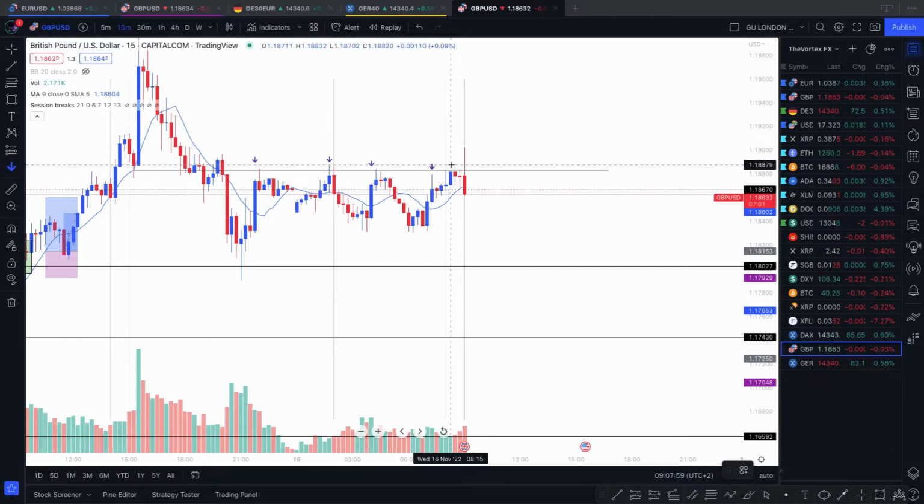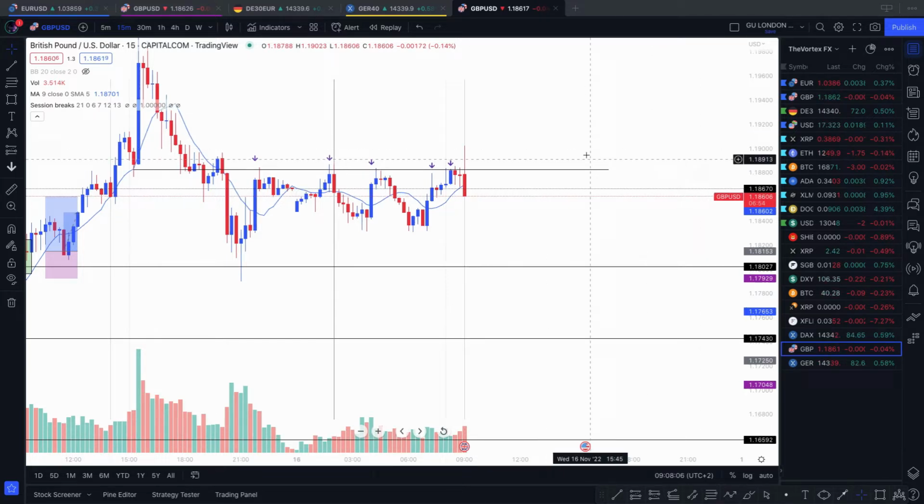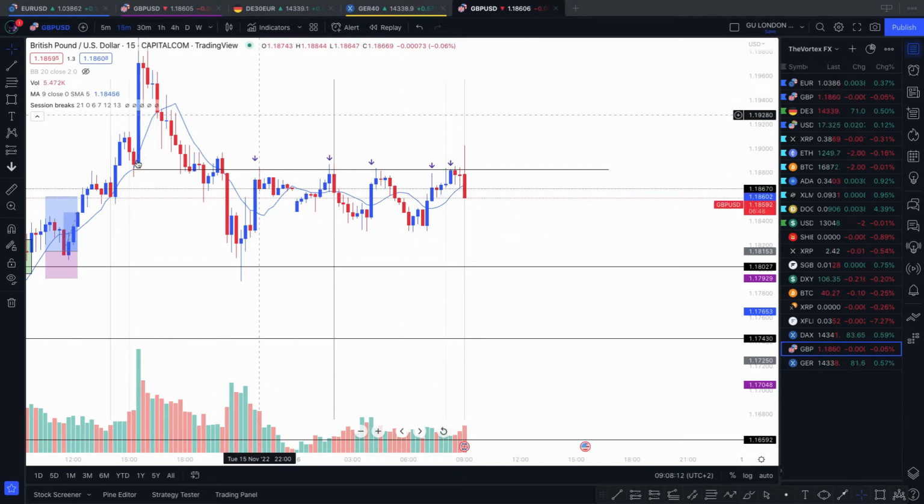Now, this wick that we have right now shows us that we tried to break through it, but the bears said, nope. So what could this be? On a smaller time frame, this could be a fake out. However, we trade on the 15-minute time frame, right?